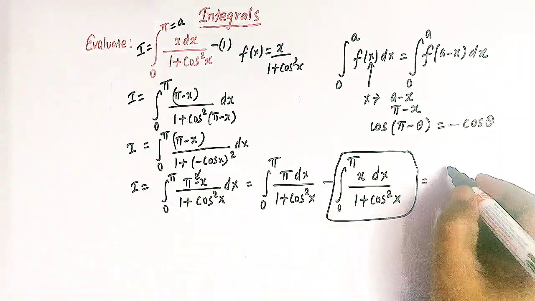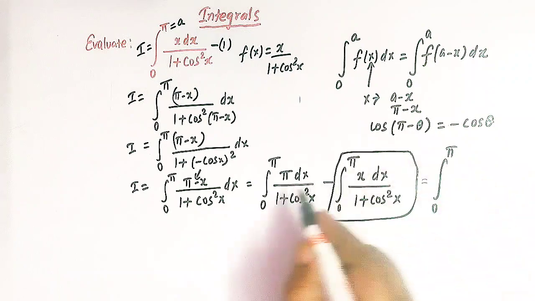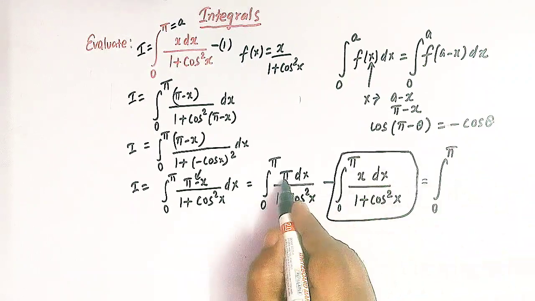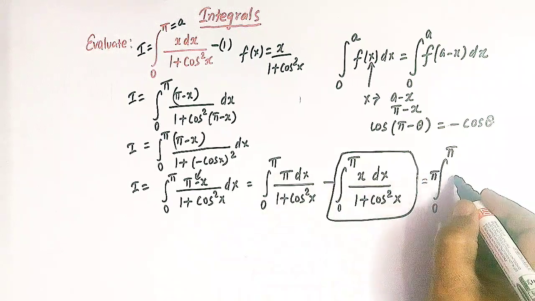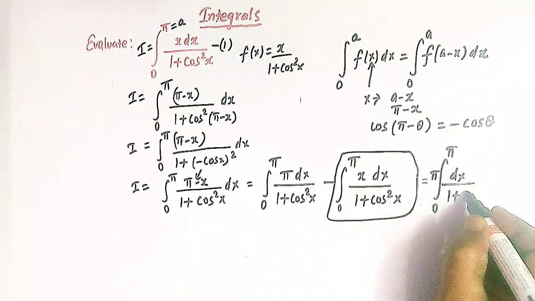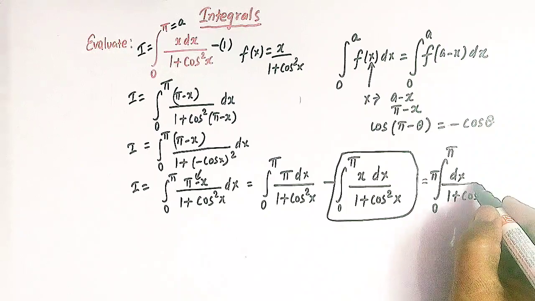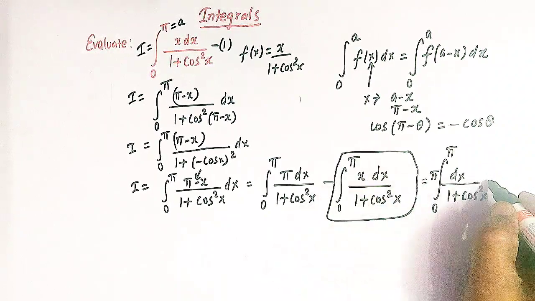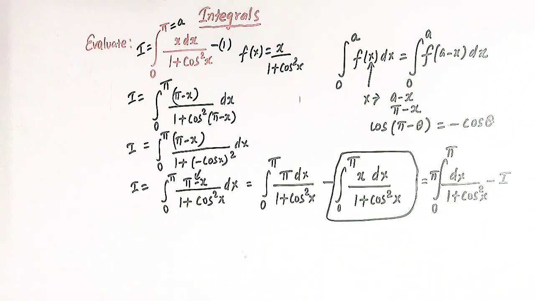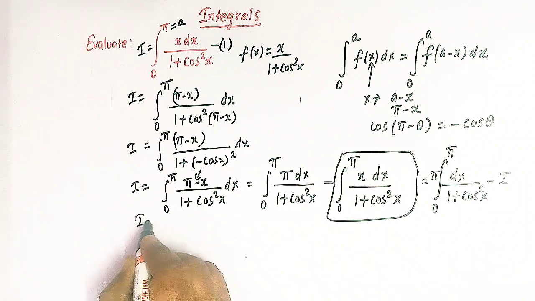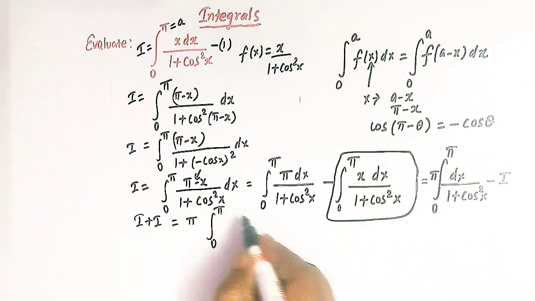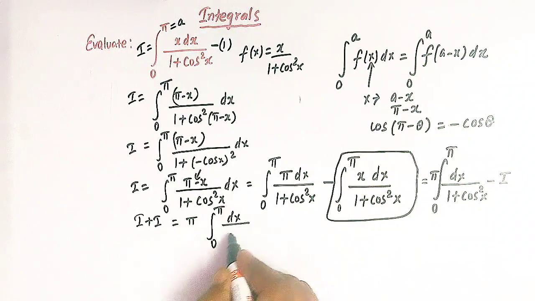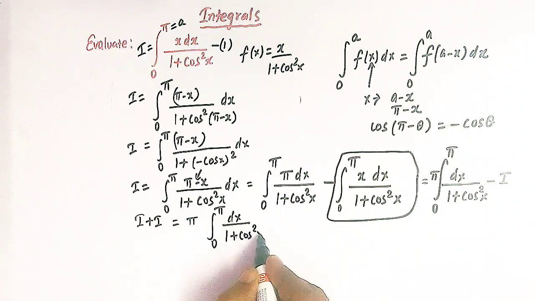So now we can write it as 0 to pi. Here we have this integral. Let us take pi outside the integral because pi is a constant. So we have pi dx. Here we have 1 plus cos square x, and this integral may be replaced by I, right? And now taking this I to this side, we have I plus I, and this is pi, 0 to pi, and dx over 1 plus cos square x.